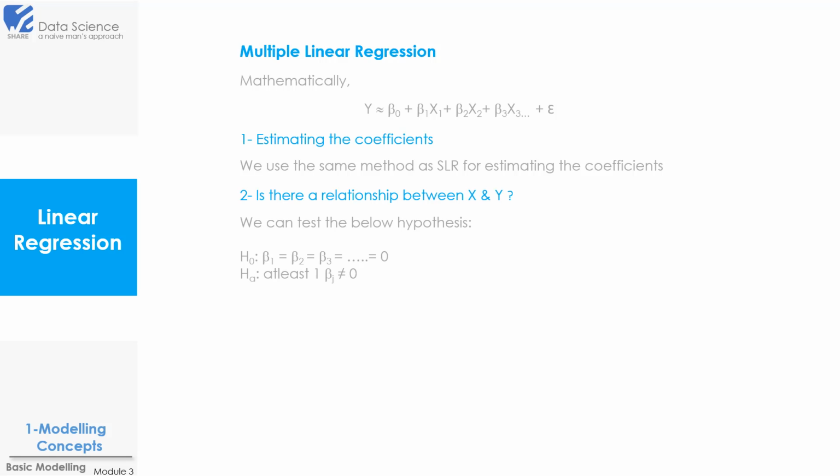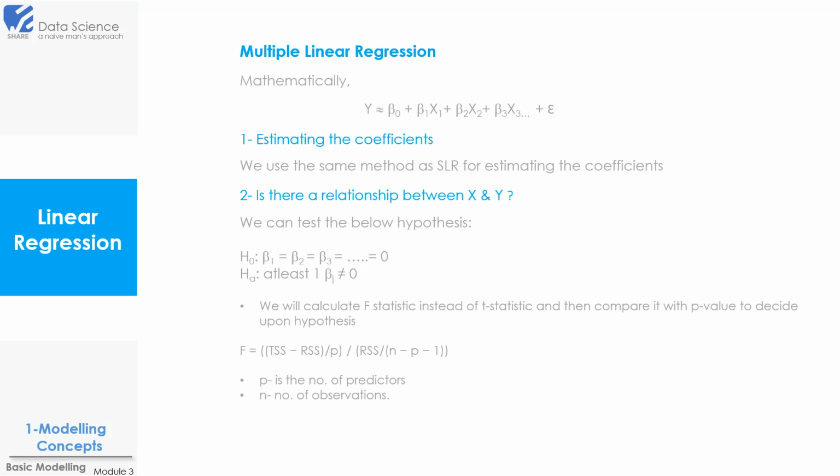Then in the next step we will check if there is a relationship between x and y. So we will test the null hypothesis as beta naught is equal to beta 1 is equal to beta 2 up to beta n equals 0. And our alternate hypothesis will be that at least one of the coefficients is not equal to 0. Then we can say that there is a relationship between x and y.